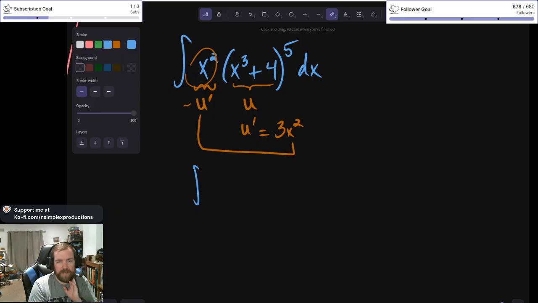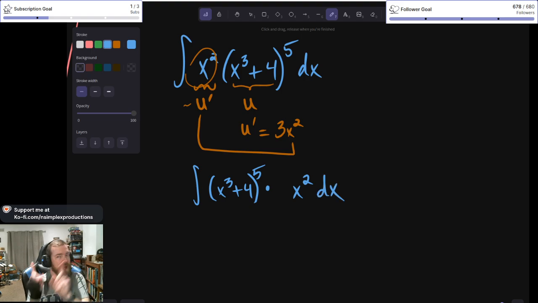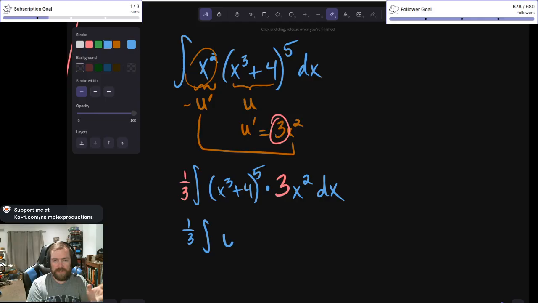So what we do is we say, okay, this is going to be that. We're going to get an (x cubed plus 4) raised to the 5th power times x squared dx is what we have. What we need is a 3. And then again, to balance it, we need the 1/3 on the outside as well. So now, when we look at this, we could say, okay, this is 1/3 times the integral of u to the 5th, and 3x squared dx.